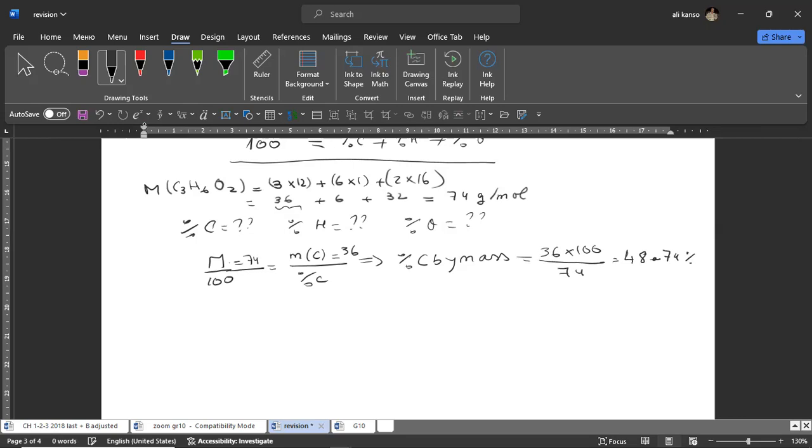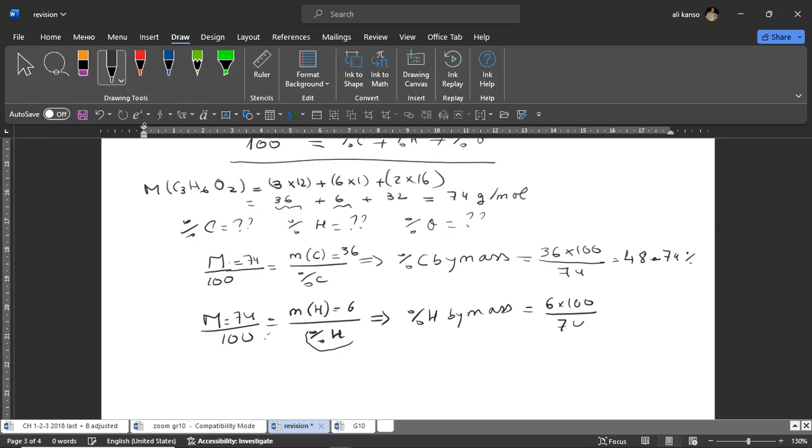48.74%. Let us calculate similarly the percentage of hydrogen. Molar mass, which is 74, divided by 100 equals the mass of hydrogen, which is here 6, divided by the percentage of hydrogen. So the percentage of hydrogen can be found by cross multiplication: 6 times 100 over the molar mass, which is 74, meaning the ratio times 100. So we get 600 divided by 74. The answer is 8.10.